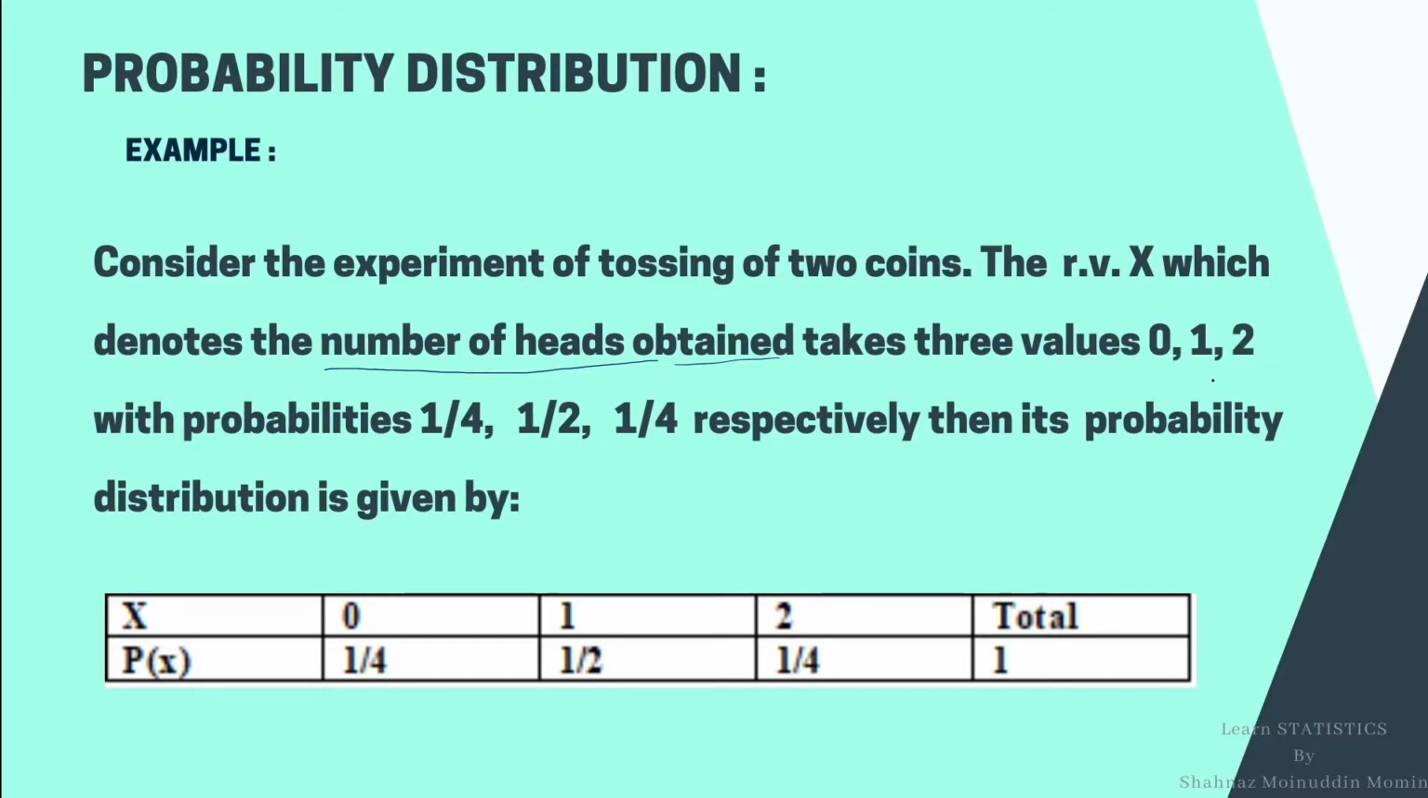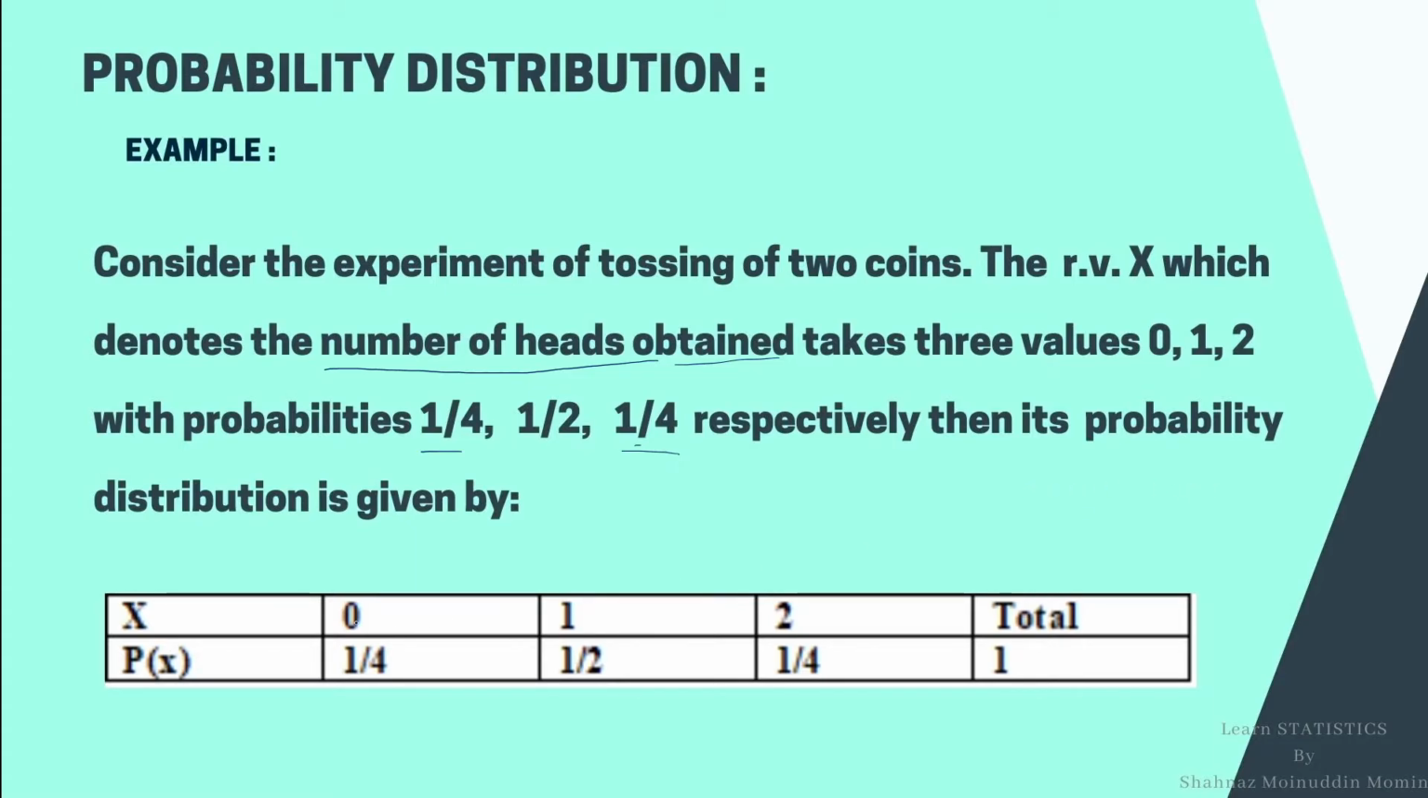Since there are two coins, the maximum number of heads we get is 2 and the minimum number of heads we obtain is 0. So the values of x lie between 0, 1 and 2 with their corresponding probabilities 1 upon 4, 1 upon 2, 1 upon 4 respectively. It means getting the number of heads 0 has the probability 1 by 4, and similarly obtaining one head in the experiment, its probability is 1 upon 2. Likewise, obtaining two heads has the probability 1 by 4.